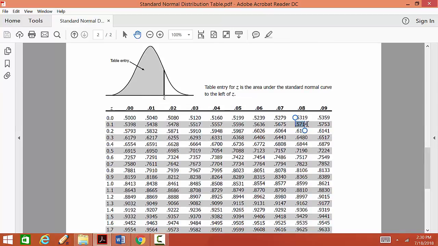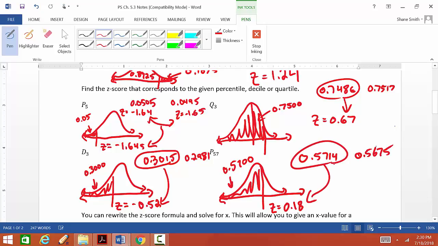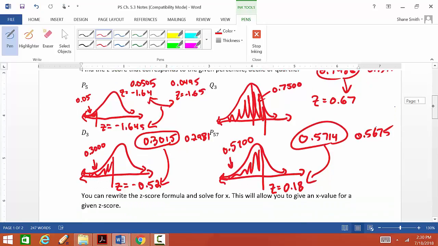0.5675 and 0.5714. 0.5714 is closest. That's 0.18. That's because it was between 0.5714 and 0.5675. This one's closest. Okay? And that's how you find the z-score. So basically, now what we're going to do is we're going to move on to actual problems. So we know how to use the table now, or you should after doing several of these examples. And after using the table backwards, we're going to do a few problems.